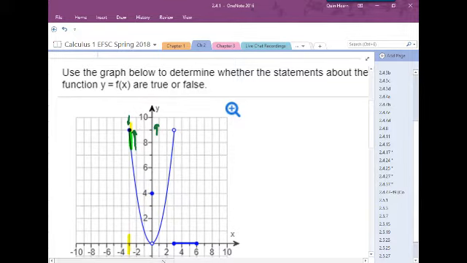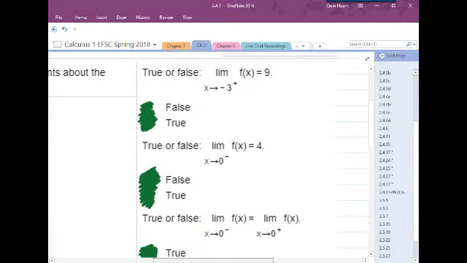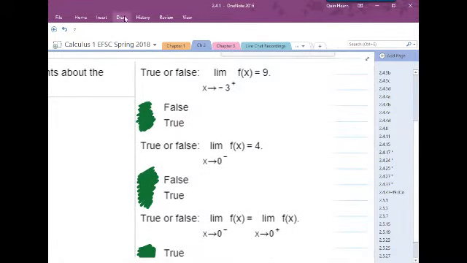Okay, so that's all it is. That's all they're asking us to look at, is what point is it headed towards. So it was headed towards the y value 9, so it looks like that would be a true statement. All right, now let's look at the next one.